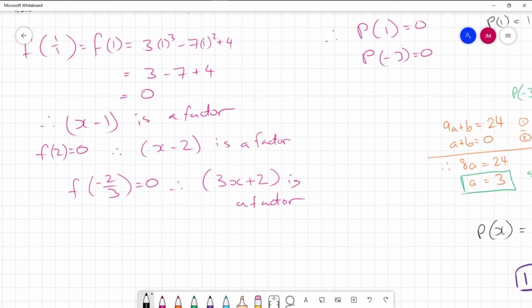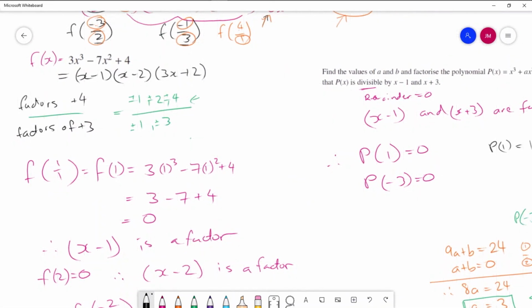Where did it begin? This first example here, the factors that we're trying to sub in, the whole number at the end, the constant term, give factors of that go in the numerator, and the leading term's coefficient go in the denominator.